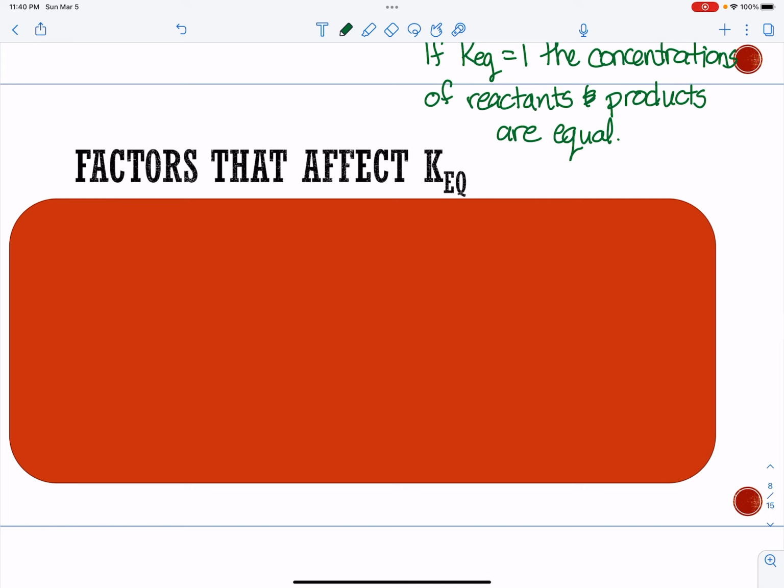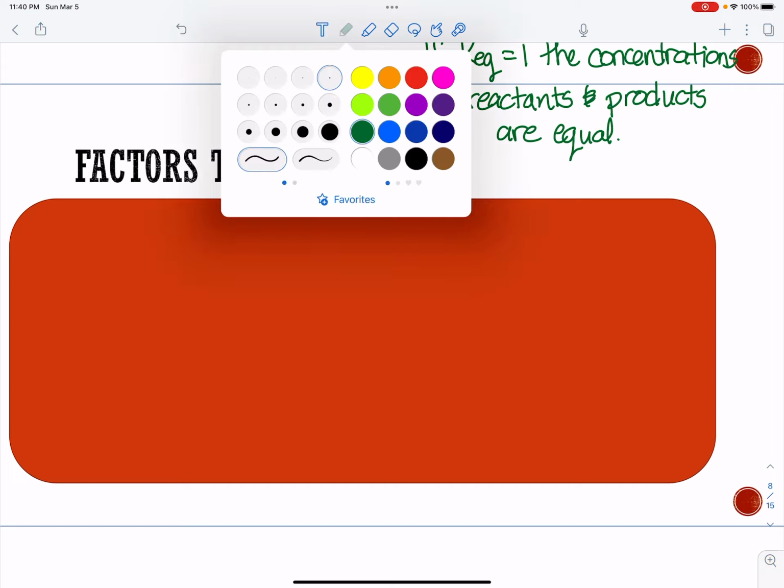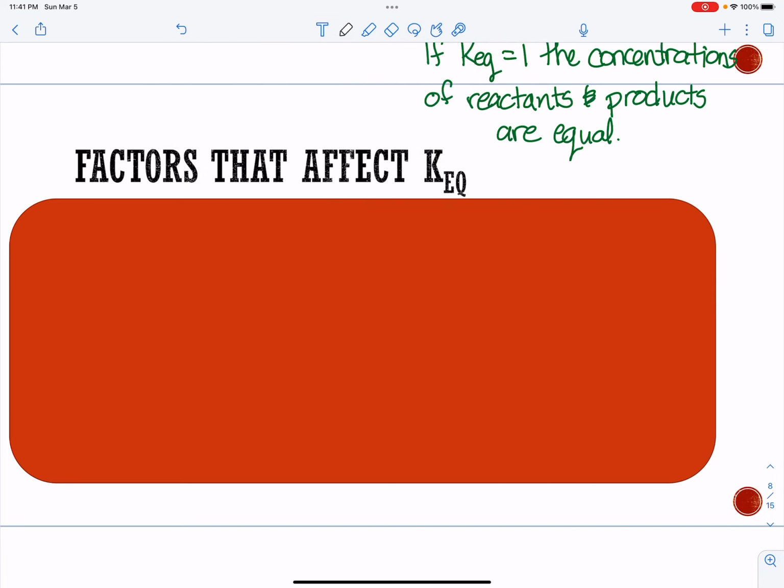Okay, looking at factors that affect the KEQ, just like reaction rates, just like factors that are affecting our equilibrium, we have factors that affect KEQ. And in this case, it's a little bit easier to remember than some of the others because the only thing that affects KEQ is temperature.